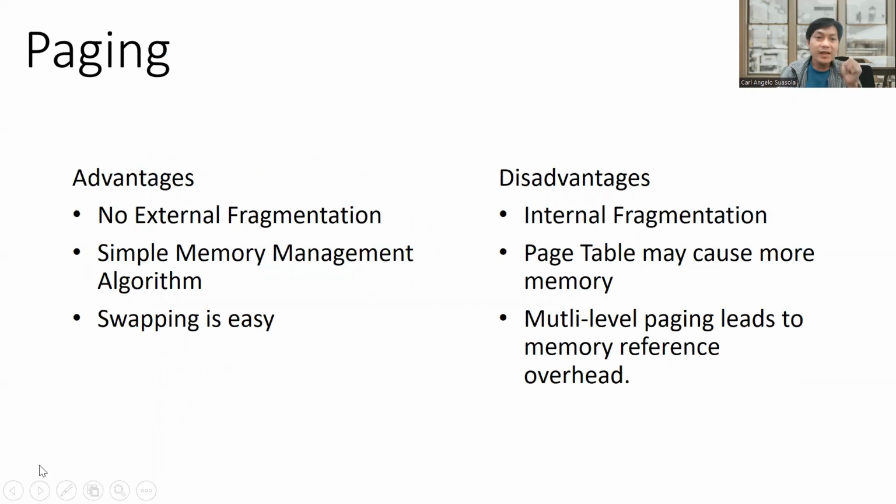So these are the advantages of paging. There is no external fragmentation, which we discussed earlier in the other part of memory management: we can't use that memory allocation even though a certain process has finished or terminated, because of external fragmentation. A simple memory management algorithm is used in paging, and swapping is very easy to implement in paging.